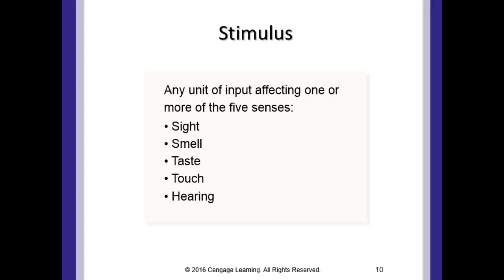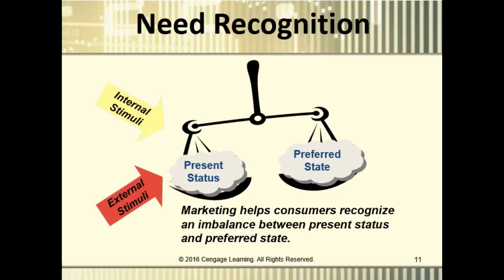Now, in here, one of the things that you need to be aware of is stimulus. And a stimulus is just anything that affects one of the 5 senses that you have. Your 5 senses, of course, are smell, taste, sight, touch, and your sense of hearing. Okay, so stimulus is anything that affects any of those 5 senses.